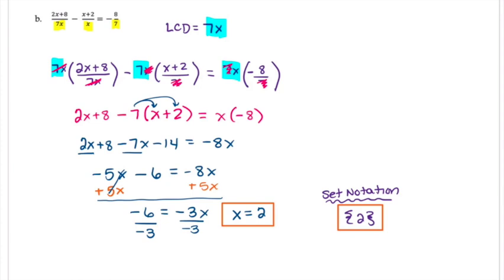And after distributing, combining like terms, solving for x, isolating x, I get a value of x is equal to positive 2. Again, if they ask me for set notation, my answer would be as such. So the LCD method makes your complex looking equations a lot more simple to work with.